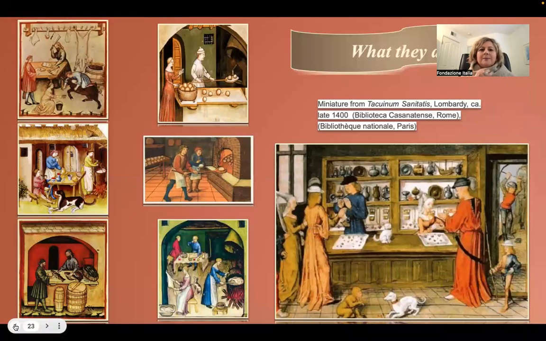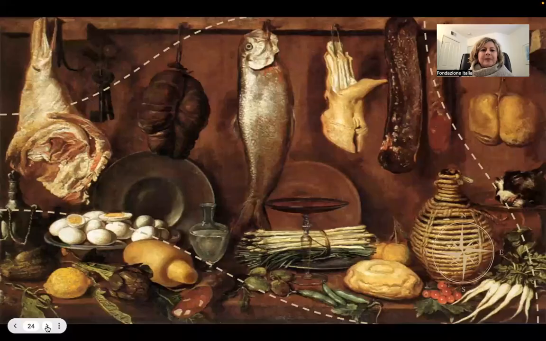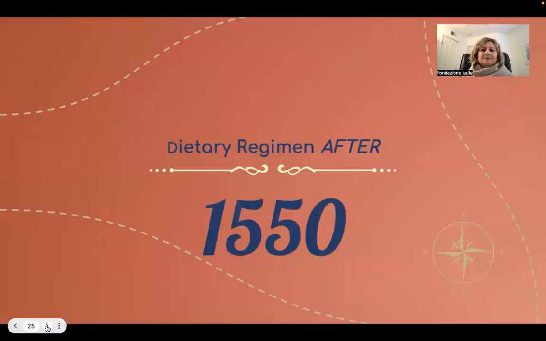And here is what it would have looked like if you were to go shopping at the time, in a supermarket. There were markets. And so we have a butcher, a baker, a cheesemaker, a fish market, a cuisine. So that is what a shop would have looked like. And here are some of the foods of the time. Dietary regimen after 1550.